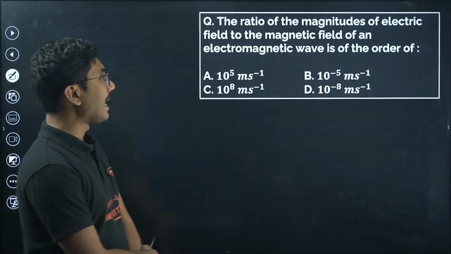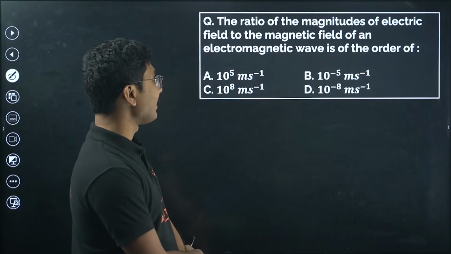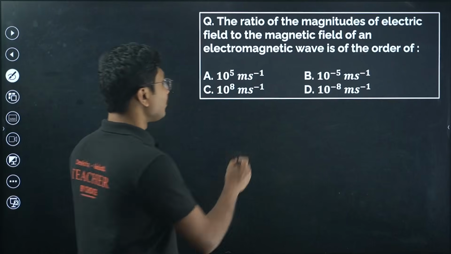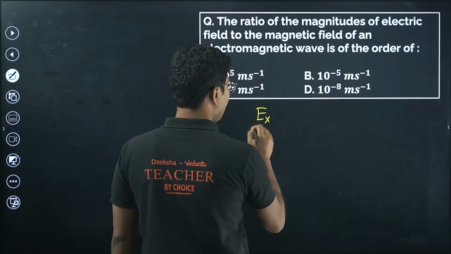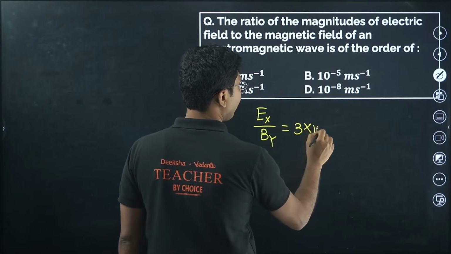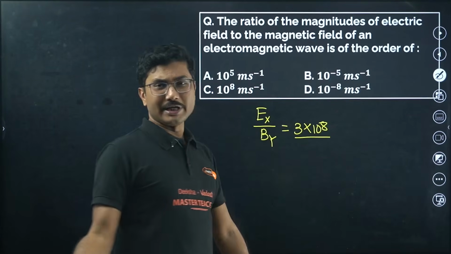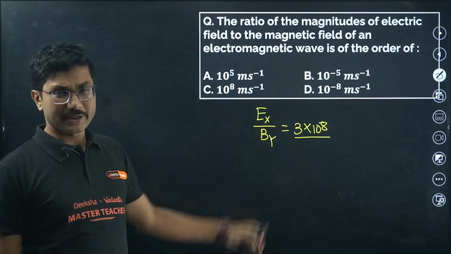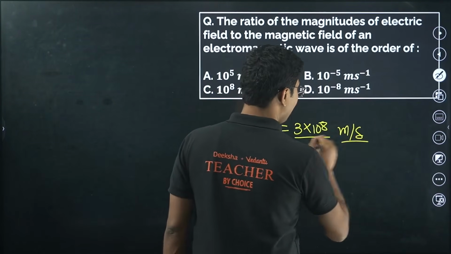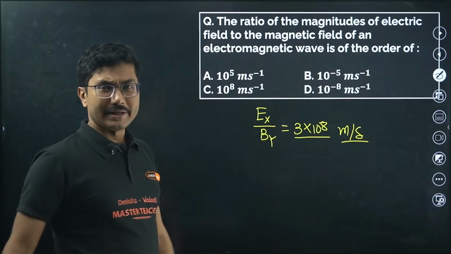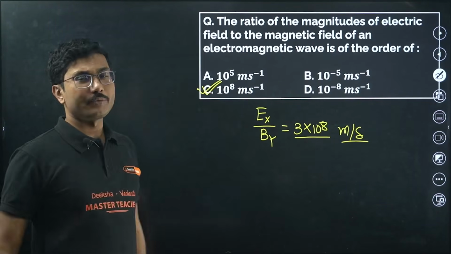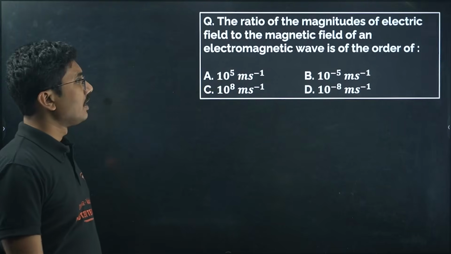The ratio of the magnitude of electric field and magnetic field of an electromagnetic wave is in the order of, so the ratio of electric field by magnetic field is a constant, and that is 3 into 10 to the power of 8. Okay, if the medium is not specified, it is for free space. For any other medium, it can be slightly less than that in terms of the 3, but 10 to the power of 8 is constant, so we can say that the ratio is actually of the order of 10 to the power of 8. Now let's move on.